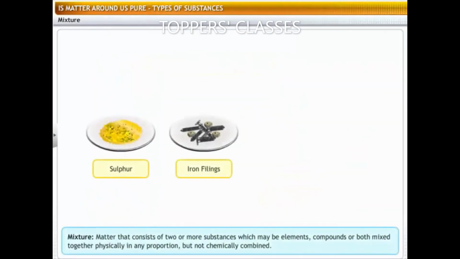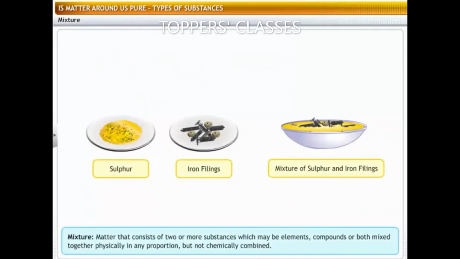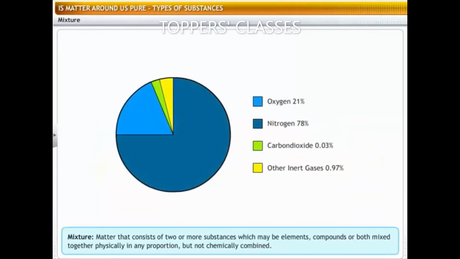A mixture is matter that consists of two or more substances which may be elements, compounds, or both mixed together physically in any proportion, but not chemically combined. For example, air is a mixture of gases like oxygen, nitrogen, carbon dioxide, etc. These gases are not chemically combined with one another and can be separated by suitable means.